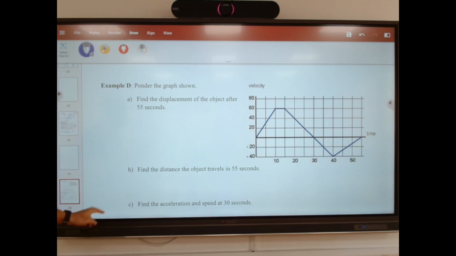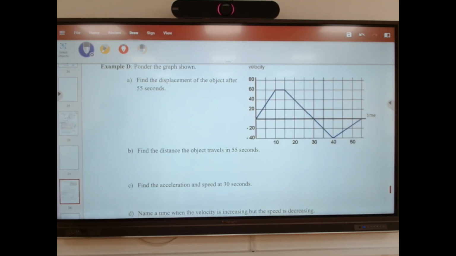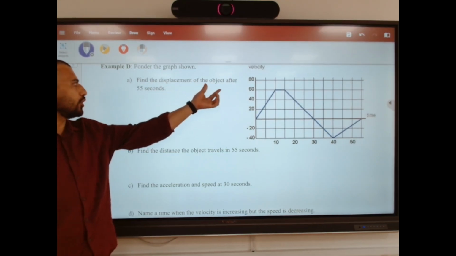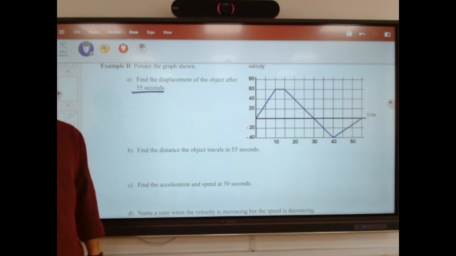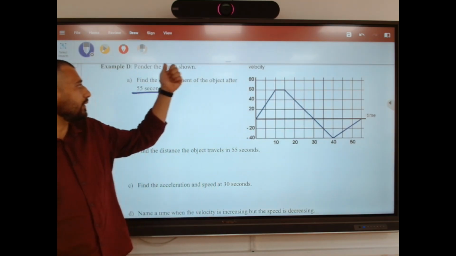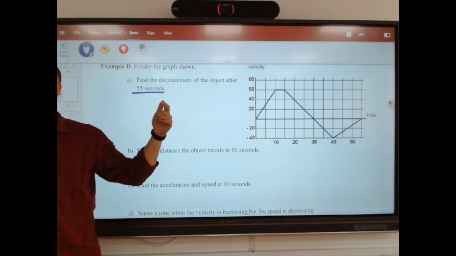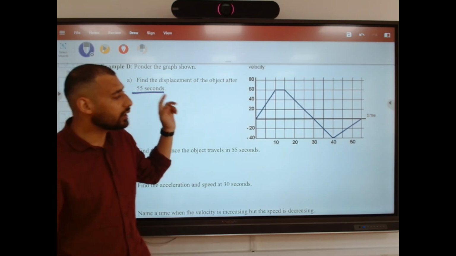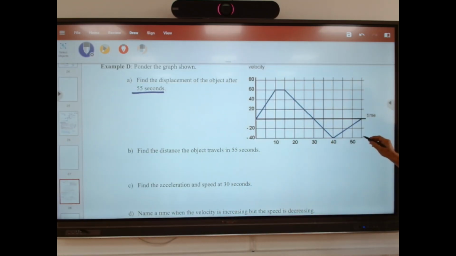Look at this graph. This is the velocity time graph, okay? Find the displacement of the object after 55 seconds. Can you solve this? This is a velocity time graph. What are we asked to find? That is, how do you get the displacement? From the area. Up to what time? 55. So we have to find the displacement up to this 55 seconds. Can you tell me how do you find it? Using the area for the positive and then the negative. Okay. And then? Subtract.